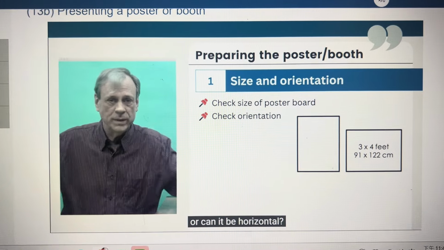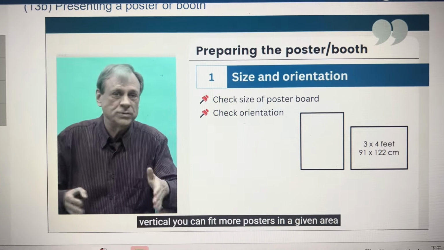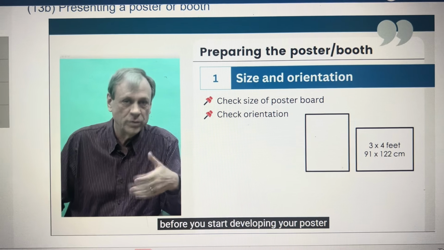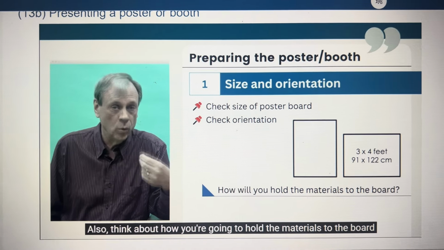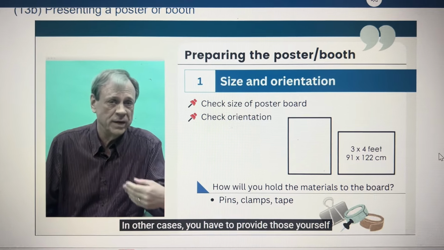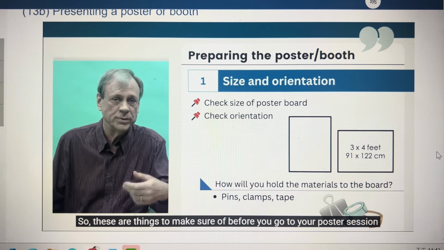Can it only be vertical or can it be horizontal? Because again, vertical you can fit more posters in a given area than if they're horizontal. And so it's important to find out if there are restrictions on the layout before you start developing the poster. Also think about how you're going to hold the materials to the board. Some places will provide clamps or pins or something else. In other cases, you have to provide those yourself. So these are things to make sure of before you go to your poster session.